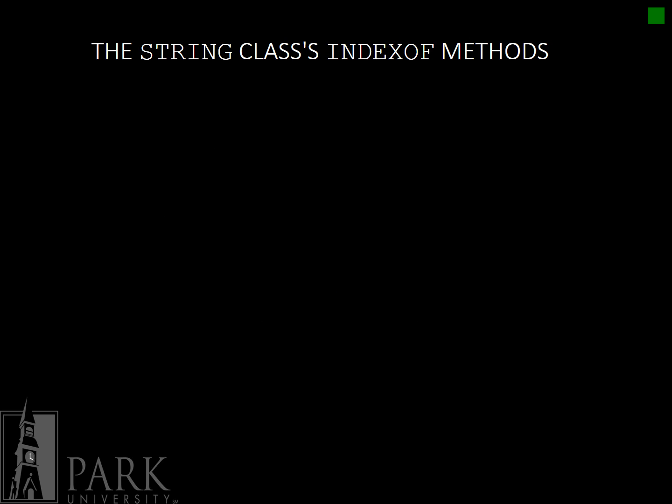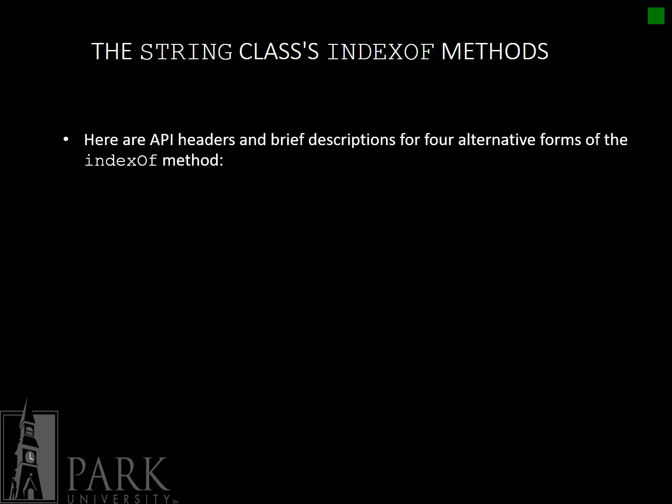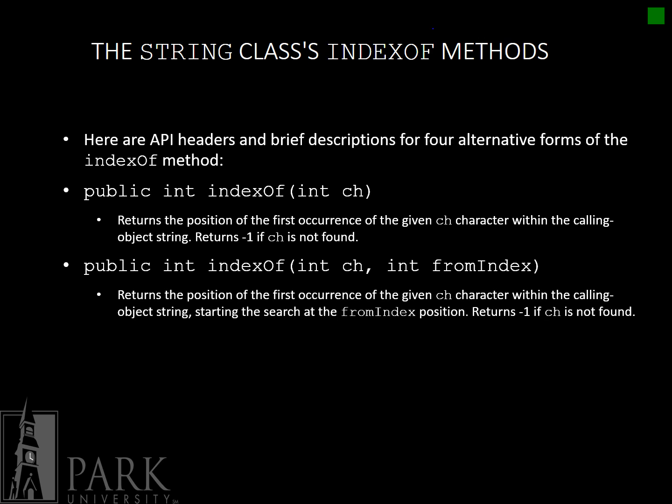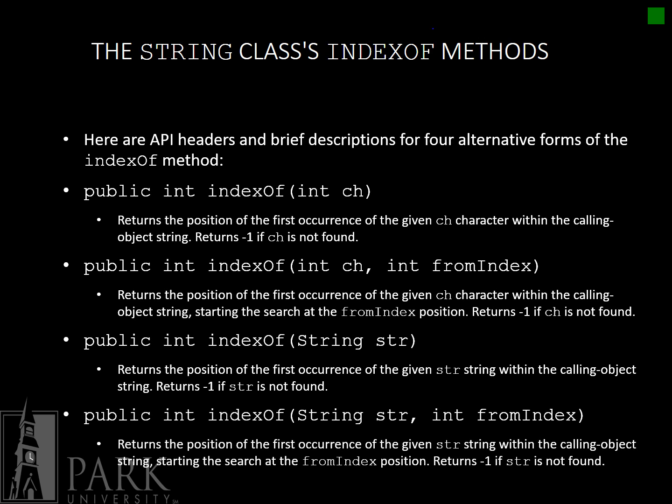Now, some methods have many more variations or signatures. For example, let's take a look at the indexOf method. The indexOf method returns an integer position of a character or the starting position of a substring if it exists in the calling object. Now, I'm not going to go through each one of these. You can do that on your own by reviewing the API headings, but just go ahead and take a look at the difference between these signatures.